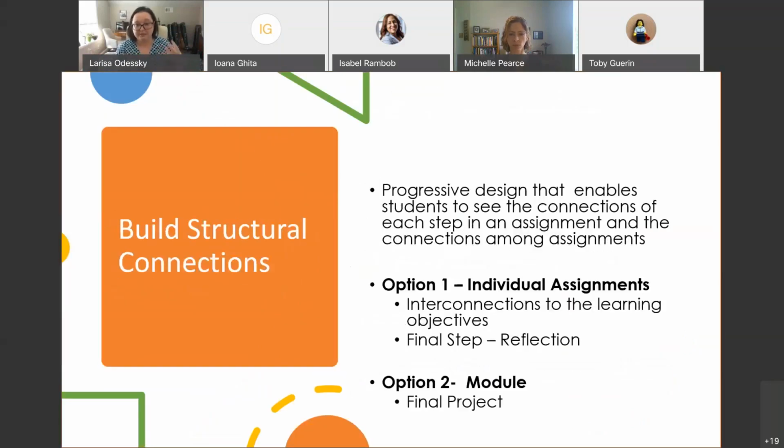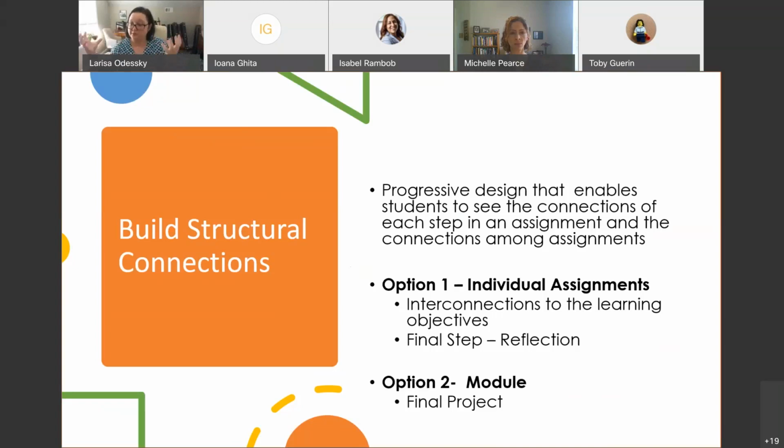Progressive design helps students see the connections. As I said, my students have a very hard time connecting all the dots. And you can use this in several different ways. You can use this within individual assignments or across the semester. In individual assignments, you'll divide them up, and a reflection is the last step of that individual assignment. Each of those parts is connected to your learning objectives. In option 2, each module makes up a big project in the end. I have a class that's built exactly like that.